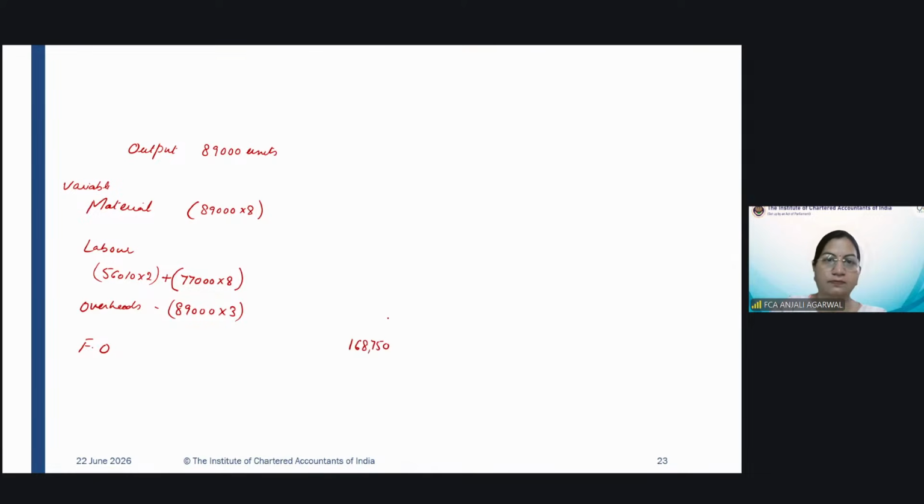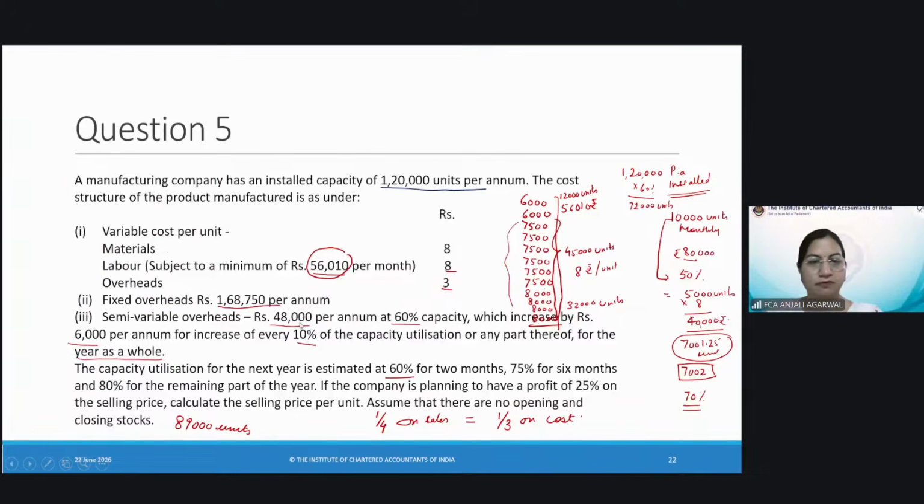Now talk about variable over semi-variable overheads. They were supposed to be 48,000, but because you have increased the capacity twice, once you worked in some part of the year at 75%, 75% is again 2 times 10% increase or a fraction thereof. So one time 10% increase would have been 70.